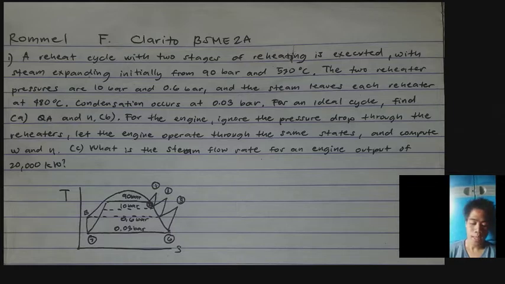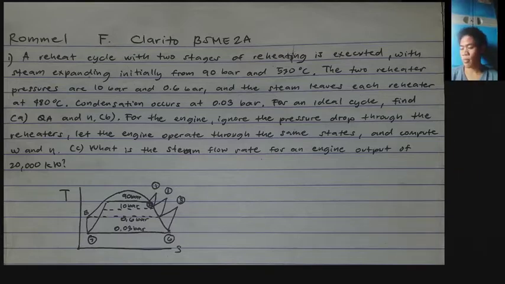For an ideal cycle, find A for QA and N. Next, B for the engine. Ignore the pressure drop through reheaters. Let the engine operate through the same states and compute W and N. And next, but not the least, C, what is the steam flow rate for an engine output of 20,000 kilowatts?